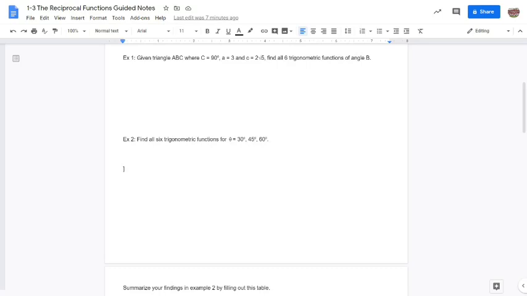So a lot going on in this first example. Let's read it first. It says in triangle ABC, where C is 90 degrees, a is 3 and c is 2√5, find all 6 trig functions of angle B. Alright, first thing I want to talk about is when you name triangles with the capital and lowercase letters, okay, the capital letters are always going to be the angles, and the lowercase letters are always going to be the sides. And the side across from each angle is going to be the same letter, but lowercase.